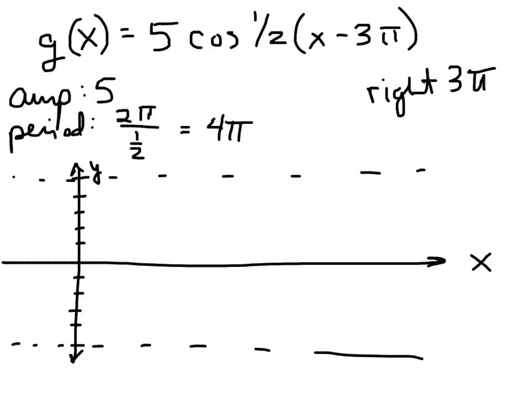Good job. Now, typically I started at 0, but now I'm moving everything to the right. How far? 3 pi. Right. So I'm not starting at 0, I'm starting at 3 pi. 1 pi, 2 pi, 3 pi.